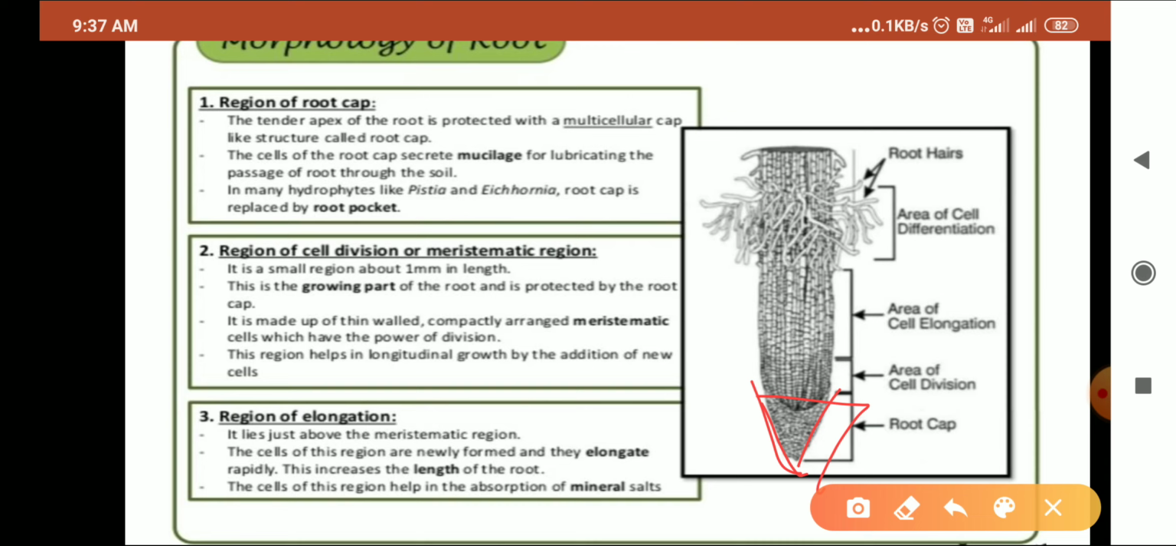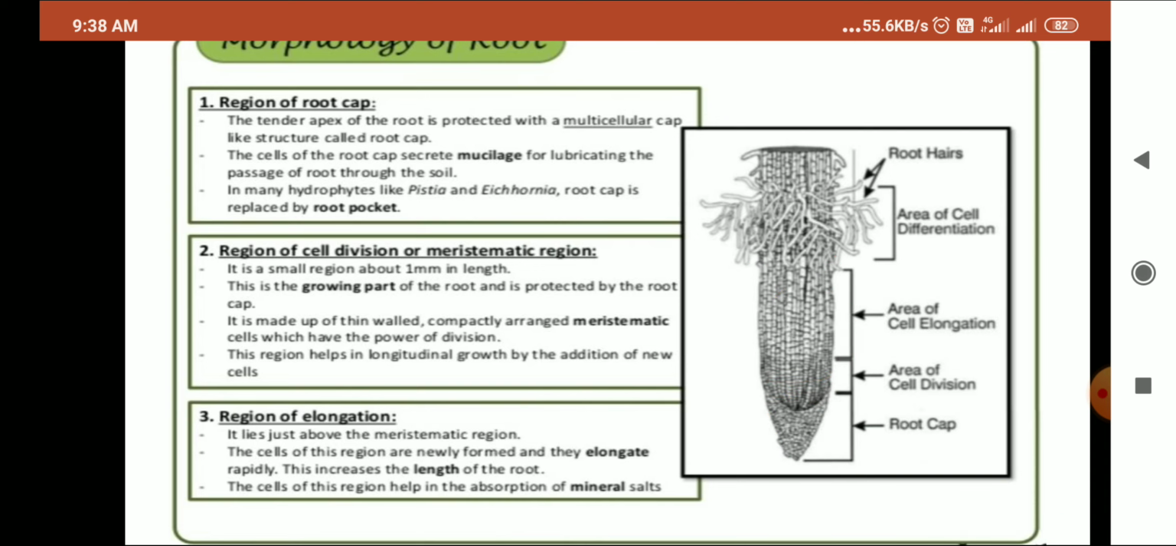Then we have the region of cell division, and then the region of elongation. The region of elongation is that part that elongates, and it is a part of highly meristematic activity.